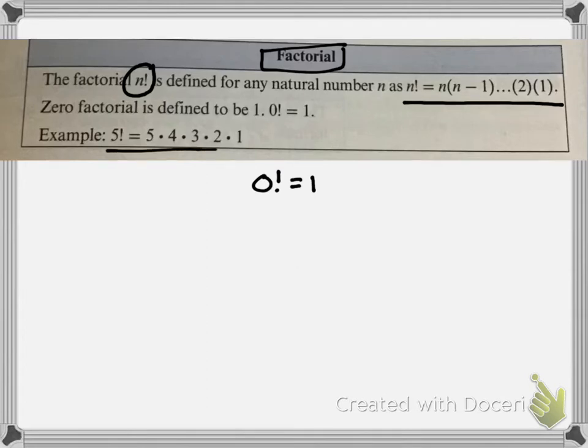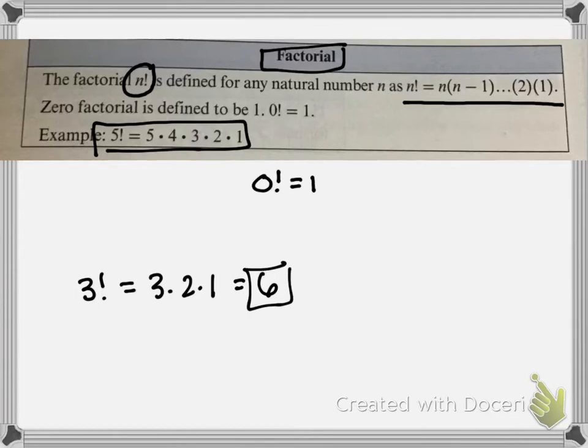So here is an example. If I had 5 factorial, then I would just multiply 5 times 4 times 3 times 2 times 1. So if I had 3 factorial, what would that look like? 3 times 2 times 1, which is 6. All right. So the factorial just means you write everything out and then multiply it all together.